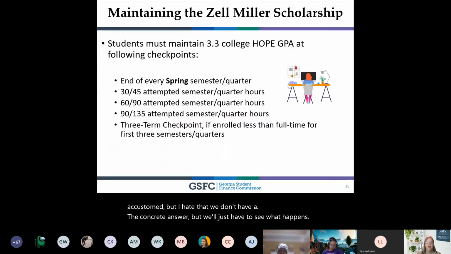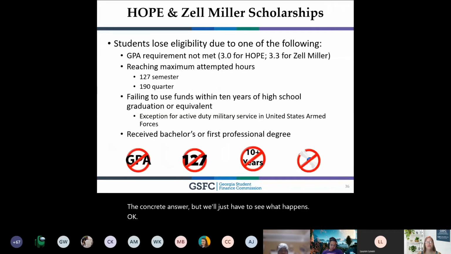Okay. So that's the Zell Miller Scholarship. To keep all of those, you have to maintain the GPA. You cannot go over 127 semester hours. And again, dual enrollment classes do not count towards that. You have up to 10 years to use the HOPE program. But once you've received your first bachelor's degree or professional degree, then you're no longer eligible.